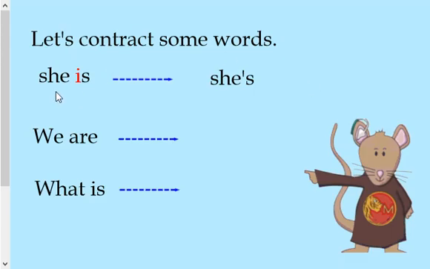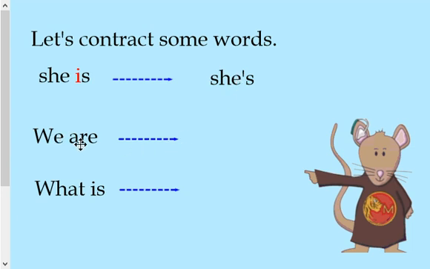Now we've got an example here. She is. If we wanted to contract the two words together, we would remove the letter I, and that's why it's highlighted in red, and the word then becomes she's. So instead of she is going to the fair, it would become she's going to the fair. The apostrophe would replace the I, and we would join both words together.